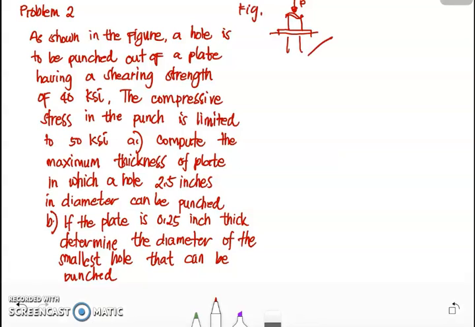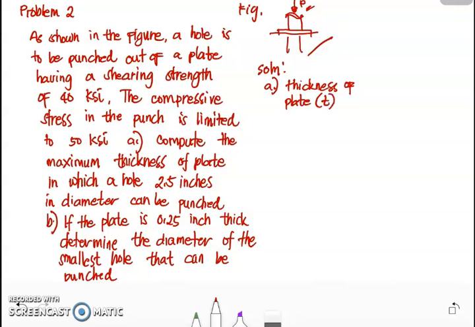We have our figure for our problem. We are going to punch at a certain force P. What will be the value of the thickness of the plate, and what will be the diameter of the smallest hole that can be punched out? For our solution, to get the maximum thickness, we have letter A, the thickness of the plate, denoted by T.